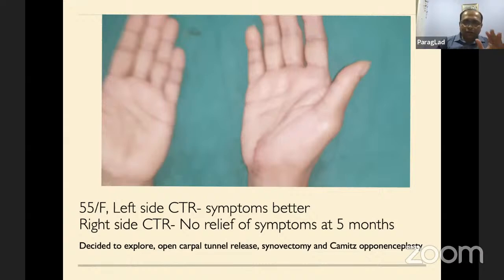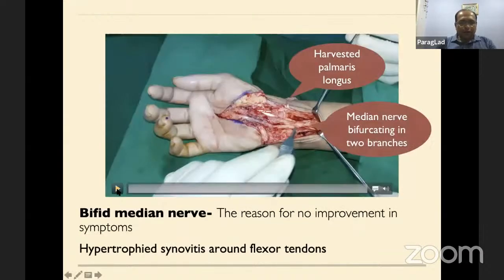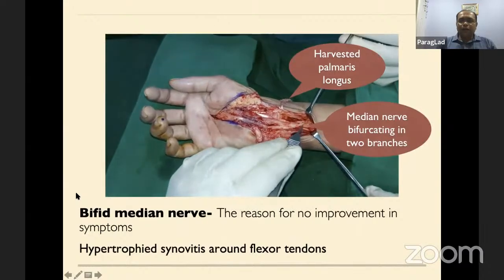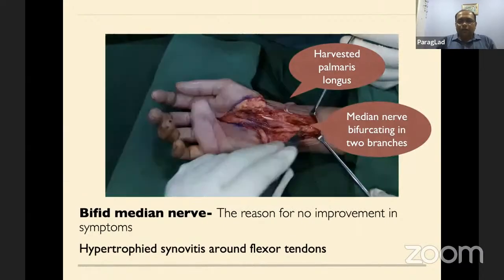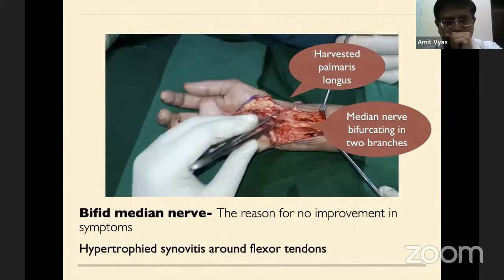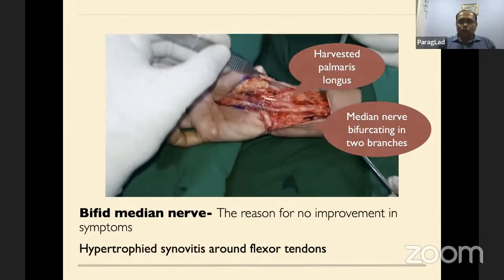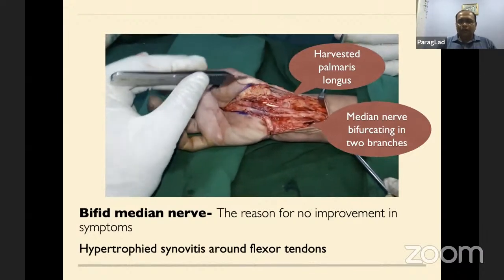So with that in mind, probably they had opened the Guyon's canal and carpal tunnel together, and at 5 months, because of the fibrosis, both the nerve structures were stuck together. So we decided to explore, and to our surprise, we found there was a bifid median nerve. There were two median nerves in that patient. Proximally, one arrow is showing a main trunk, and then there were two nerves present in her case.